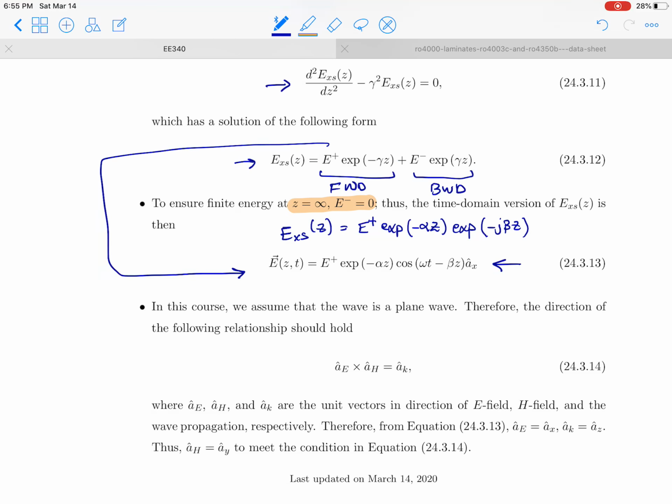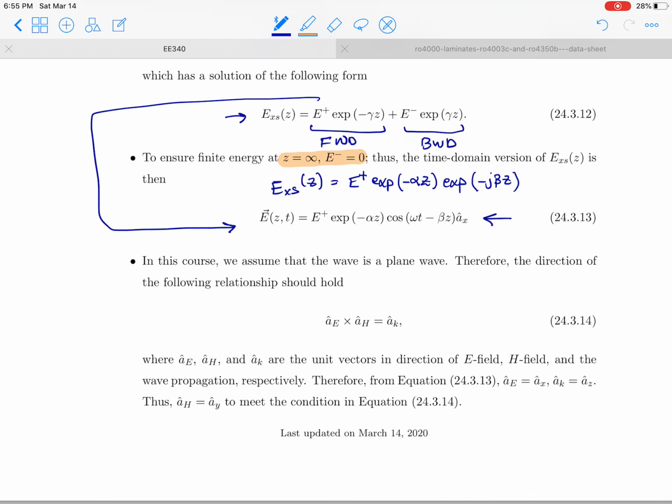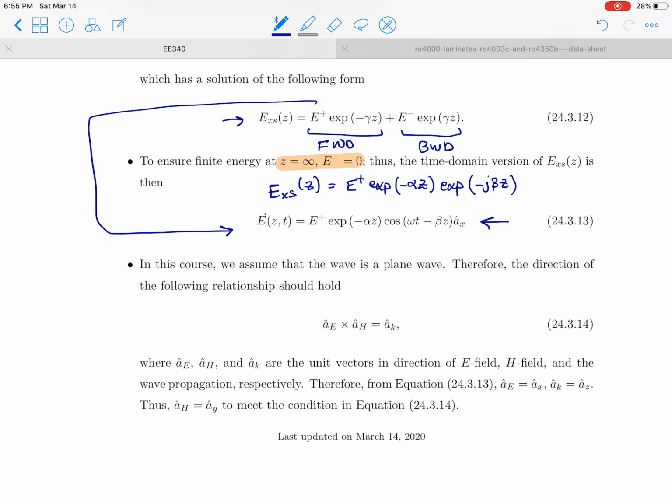In this course, we assume the wave is a plane wave. So if we know the component of the electric field and we know the direction of propagation, we can know the direction or the component of the magnetic field. So we can use the following equation here.